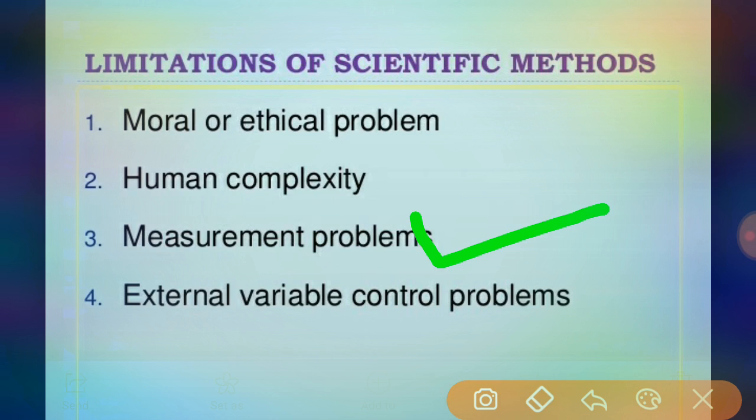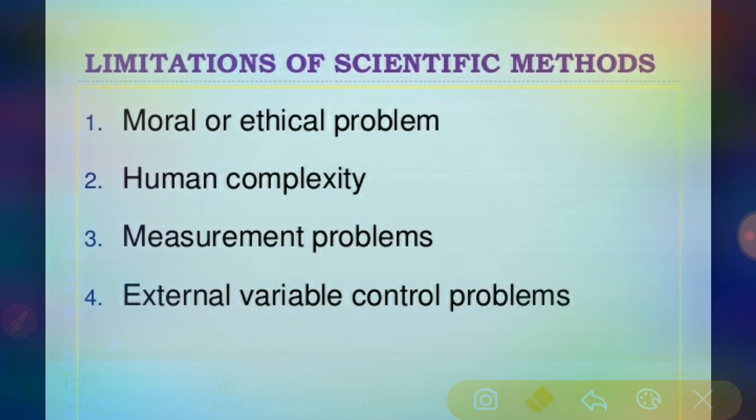Then the last and the fourth one, external variable control problems. Scientific studies conducted on humans may have such limitations. If we conduct such a study on human beings, as researchers we will have limitations of weak or no control over the external variables in the scientific study. External variable control problem means we have to control the external variables, those that do not come under our study. These are the limitations of the scientific method.